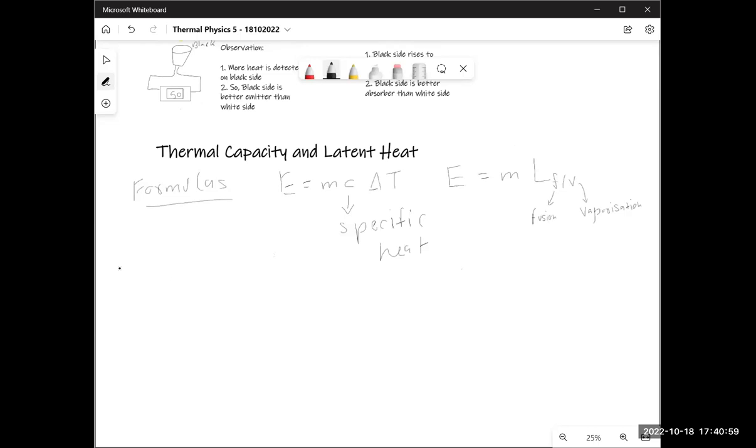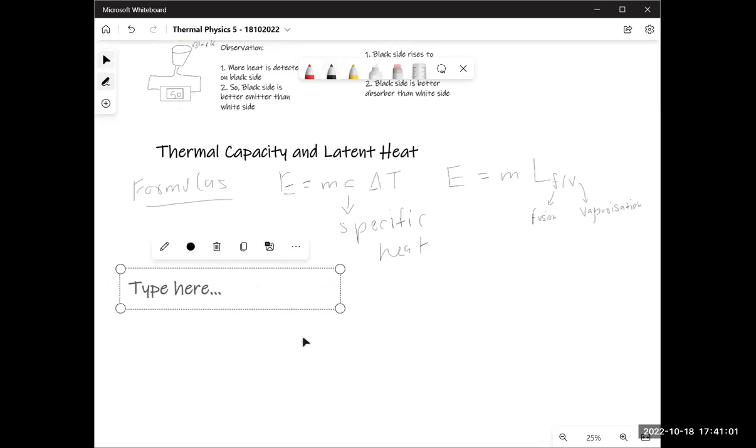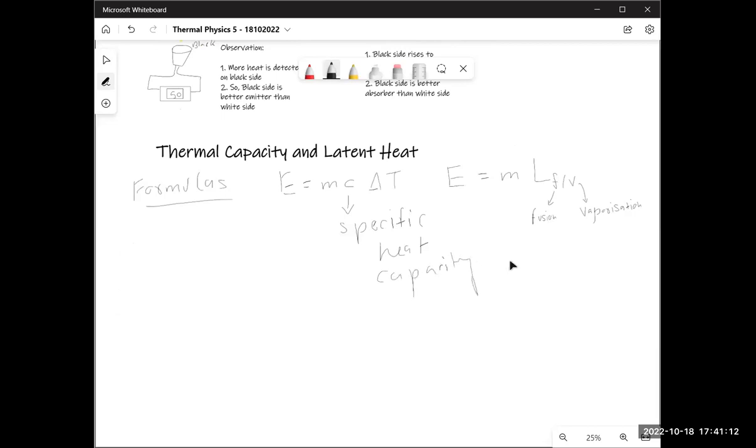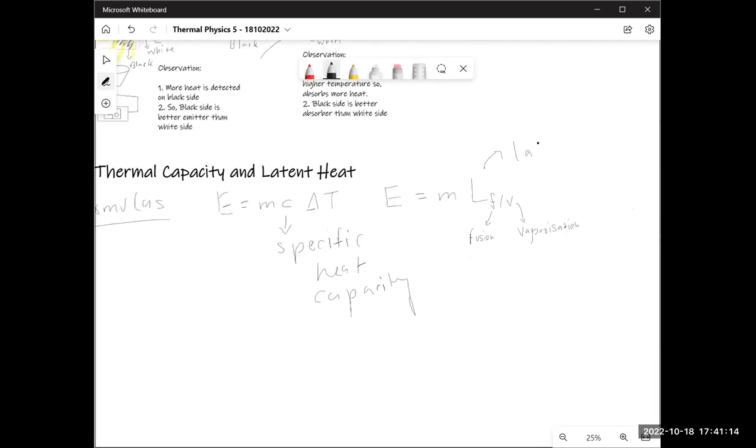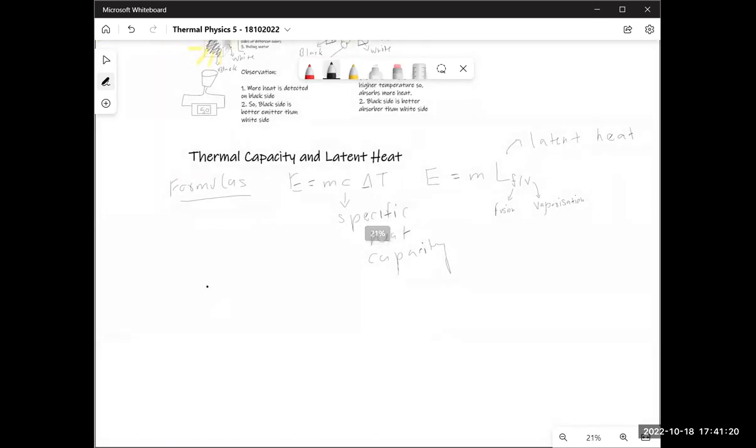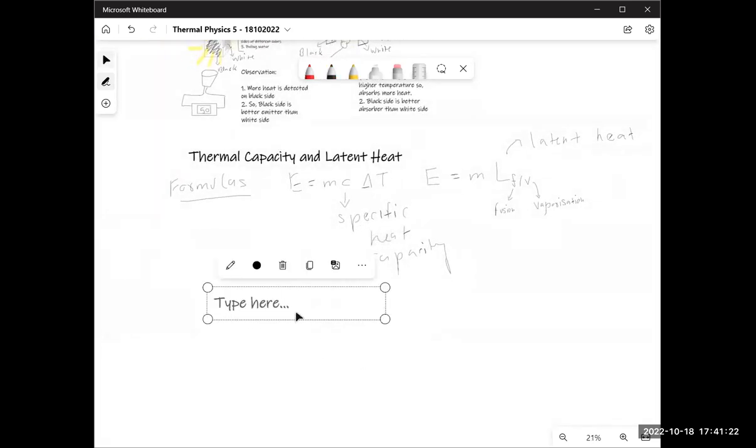Safa, done writing? I'll tell you what latent heat means. Okay, this right here is specific heat capacity. The C stands for specific heat capacity. And the L over here means latent heat. What is the meaning of this, latent heat and specific heat capacity? Do you guys know? Can you tell me?